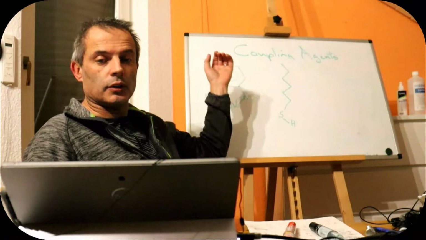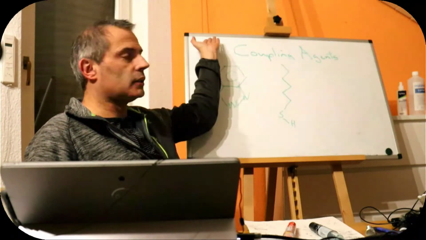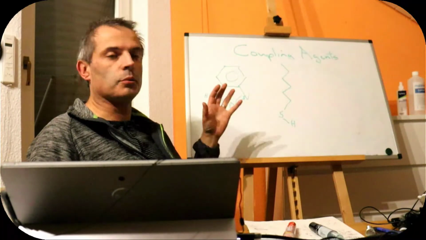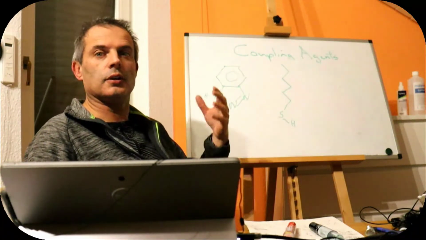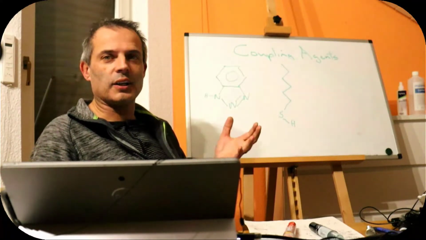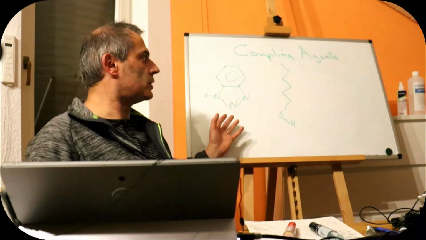And if we add molecules, if we add groups to this side, we can make it attach to the thing that we want. In this case, it's not very attractive, but it binds to a copper surface. Corrosion inhibitors and coupling agents are very similar in many ways.